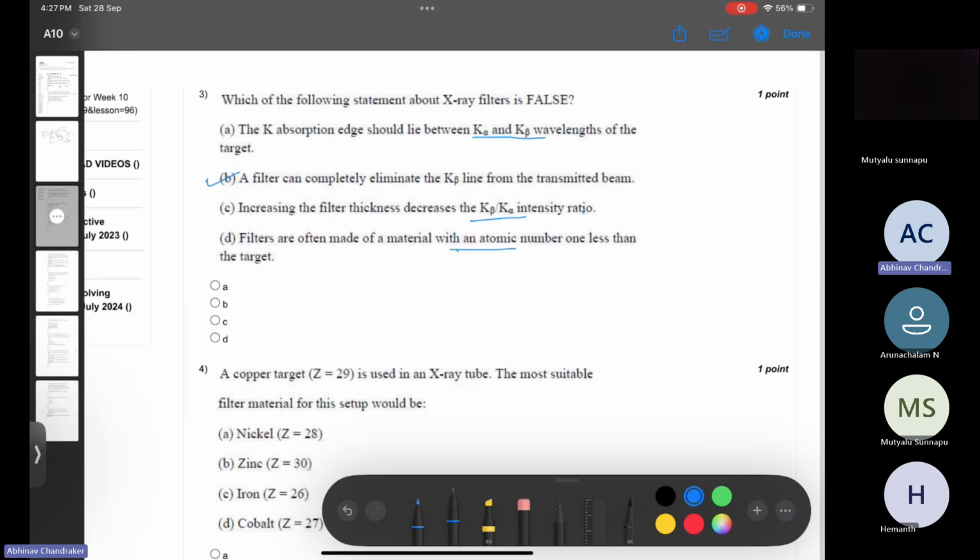But a filter can completely eliminate the K beta line from the transmitted beam. This is not true, because some of the K beta beam will still get transmitted through the material. It might not get absorbed completely. So there will still be some amount of K beta in the transmitted beam.